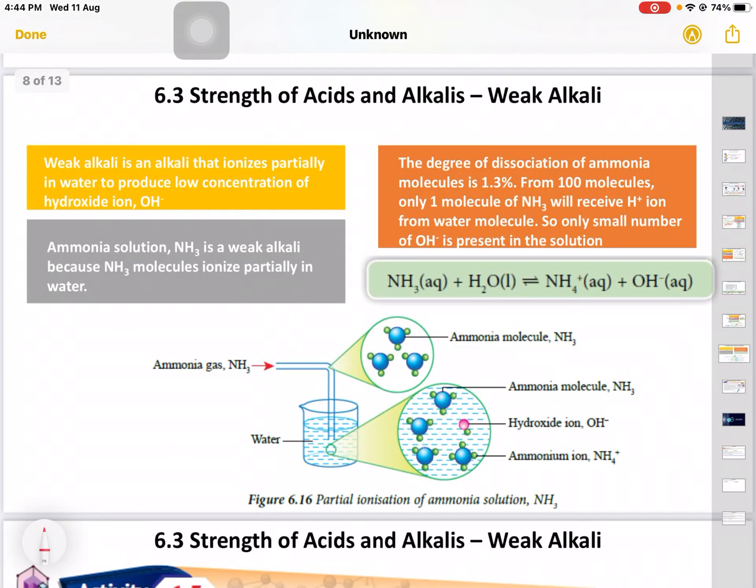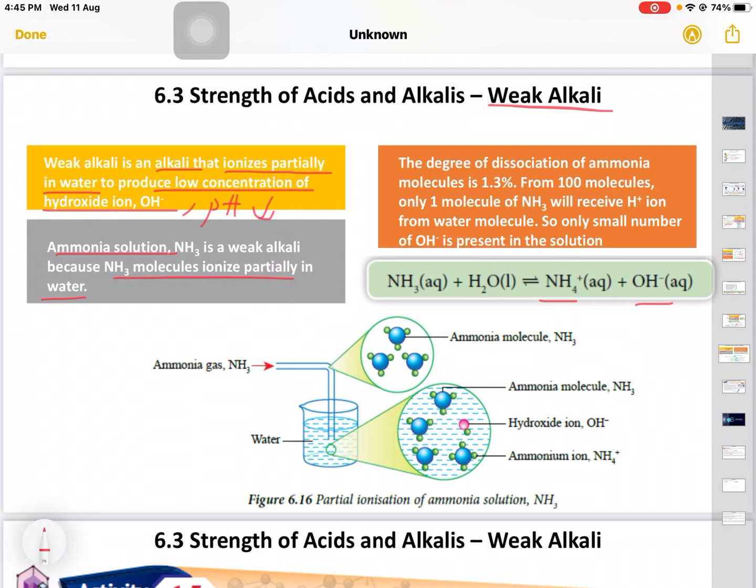Okay, so now we move to the weak alkali. The definition of weak alkali is like the weak acid: a weak alkali is an alkali that ionizes partially in water to produce a low concentration of hydroxide ion. So the lower the concentration of hydroxide ion, the lower the pH value. We already learned this under subtopic 6.2. An example of a very famous weak alkali is ammonia solution. When ammonia molecules ionize in water, they form ammonium ion and hydroxide ion.